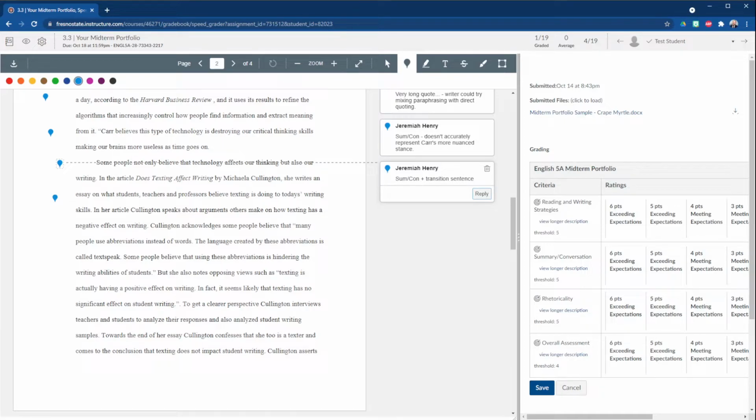"In the article, Does Texting Affect Writing by Michaela Cullington, she writes an essay on what students, teachers, and professors believe texting is doing to today's writing skills. In her article, Cullington speaks about arguments others make on how texting has a negative effect on writing. Cullington acknowledges some people believe that..." Again, this great pattern, really sticking with the author's name and coordinating that with a specific, vivid verb in their signal phrases.